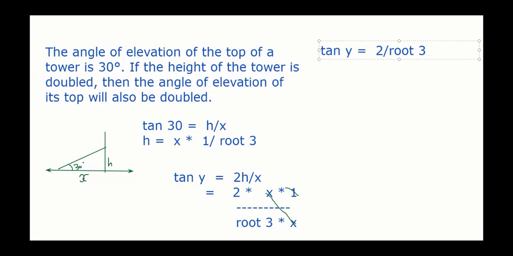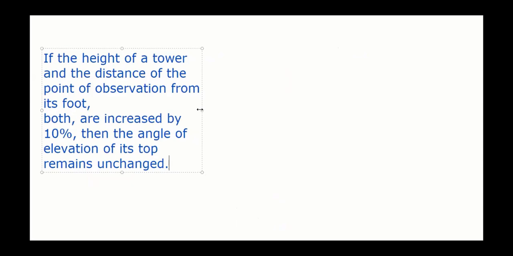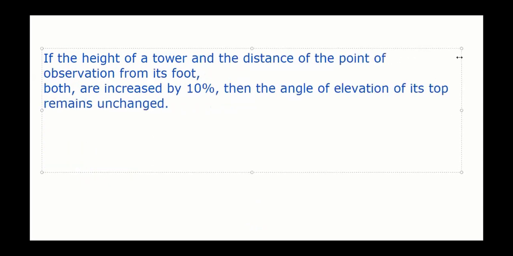Let's try one last question on this. I want you to think a lot. That gives all concept level thing. If the height of tower and the distance of point of observation from its foot both are increased by 10%, angle of elevation of it remains unchanged. Tell me, is it yes or no?